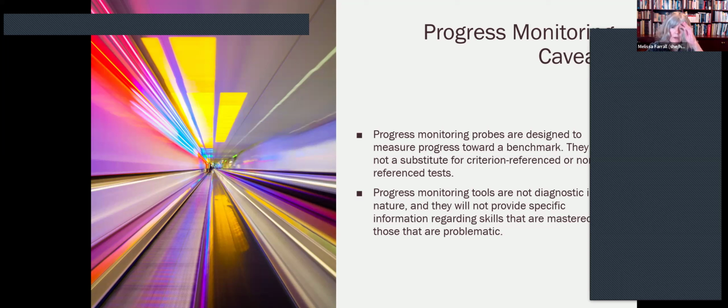We have some tools for written expression, but the whole progress monitoring approach for written expression is really limited at this point. We can look at correct letter sequences over the course of a minute. We have some slightly more sophisticated tools that let us look at the technical aspects of writing. Are sentences grammatical? Are they spelled correctly? Is the punctuation correct? Those kinds of things.